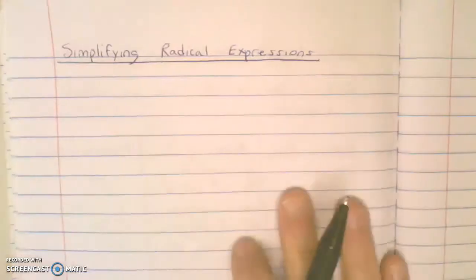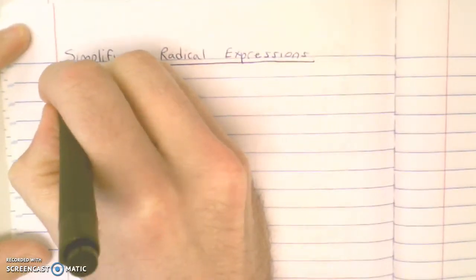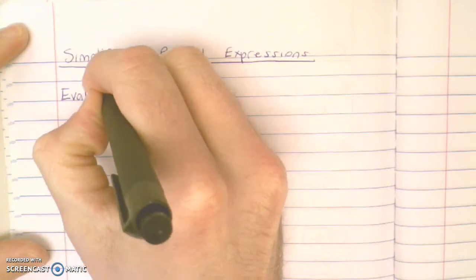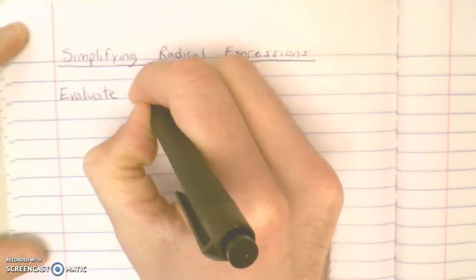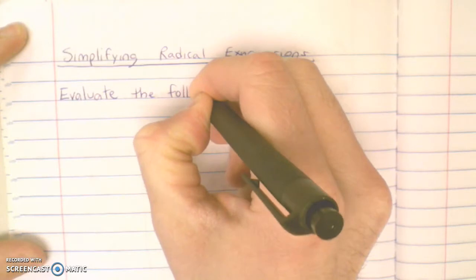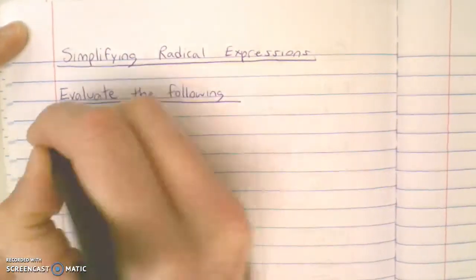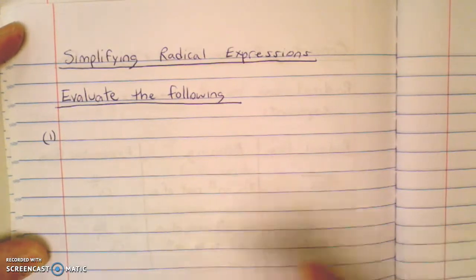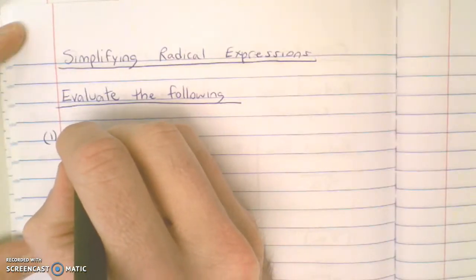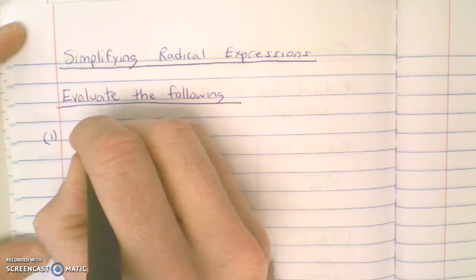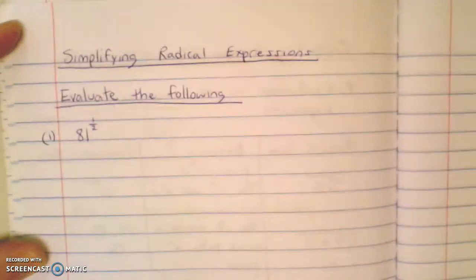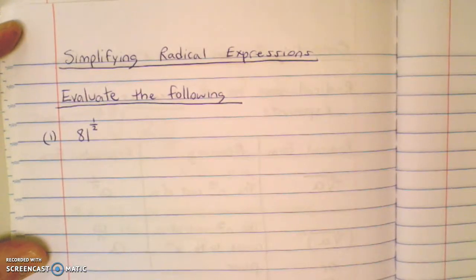All right, the first type of problems we're going to see are when we're evaluating using rational exponents. So we're going to evaluate the following. Let's say I asked you to evaluate 81 to the 1/2 power. So there's actually two ways we can go about doing this problem. You can rewrite it using radical notation. So I can rewrite this.